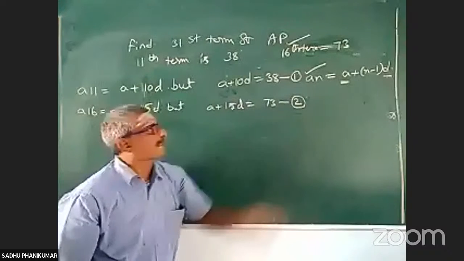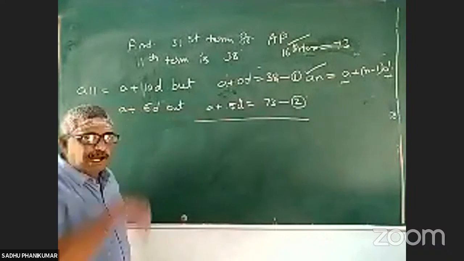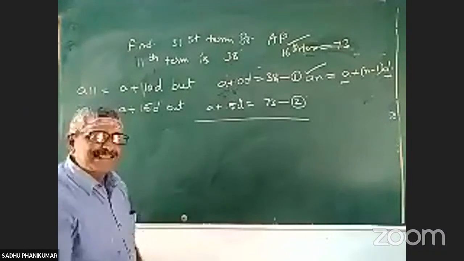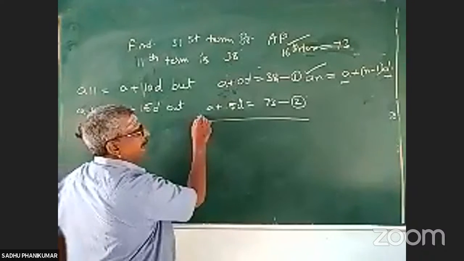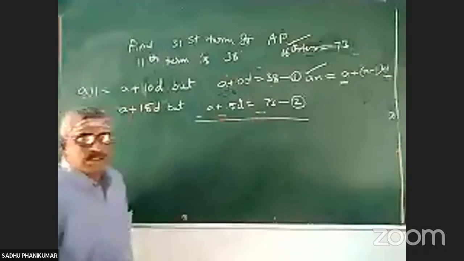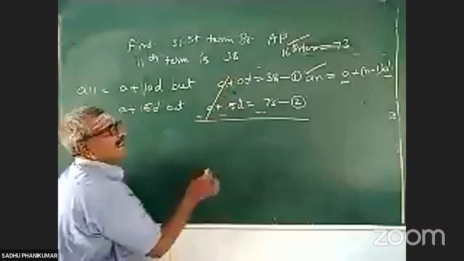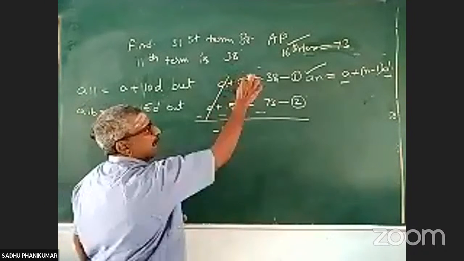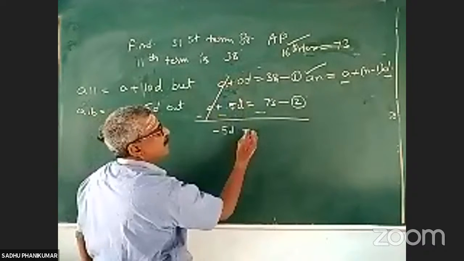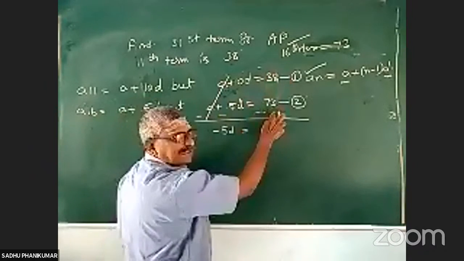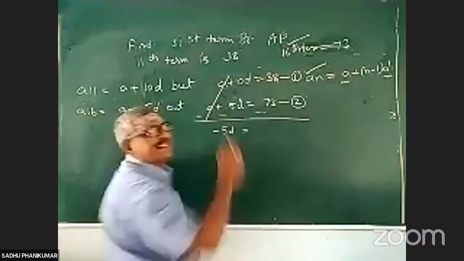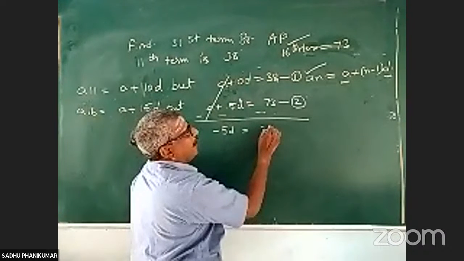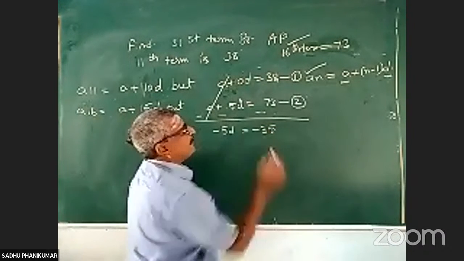Solve these two equations. You learned about solving two equations of two variables in 8th class itself. Making minus, minus, minus, the symbols will be changed. A gets cancelled. 10D minus 15D is equal to minus 5D. Now 38 minus 73, the 73 goes to 38 in reverse. So what is the value? 35, that is minus 35.